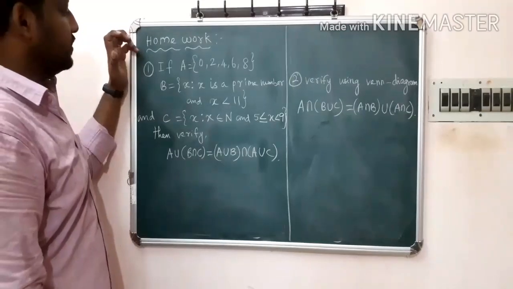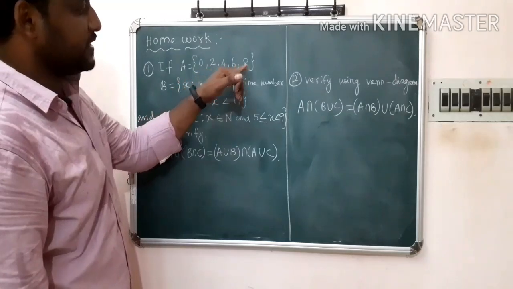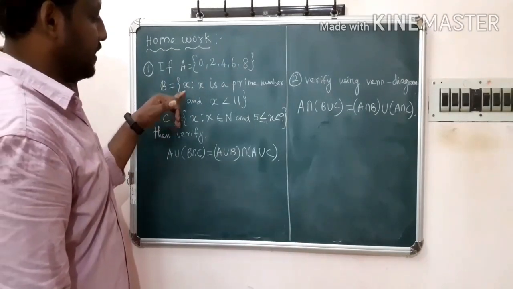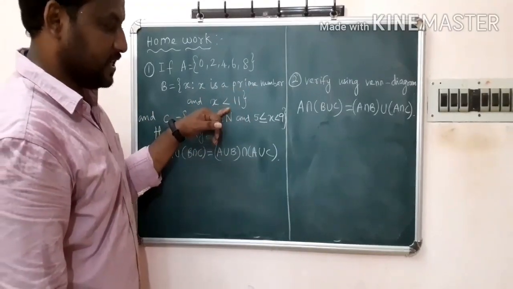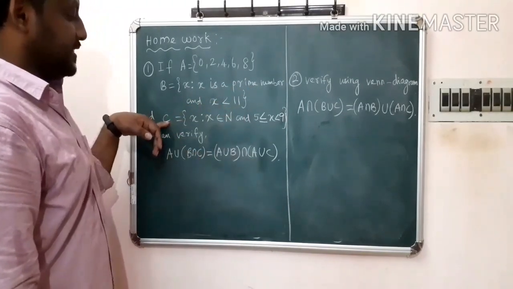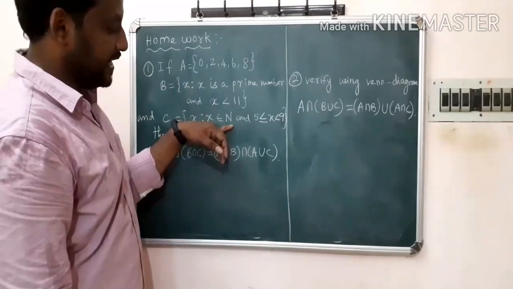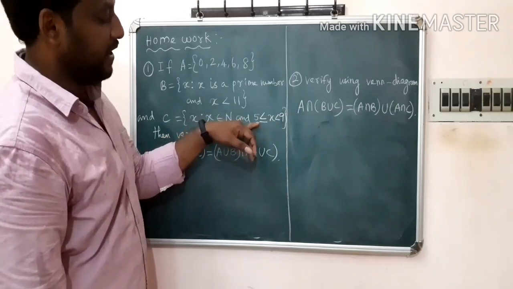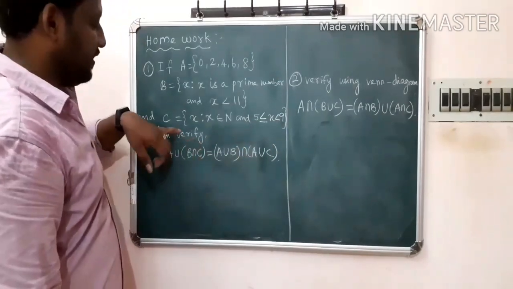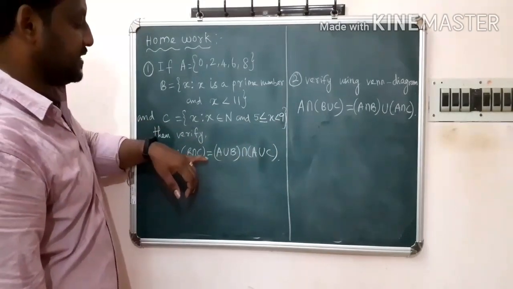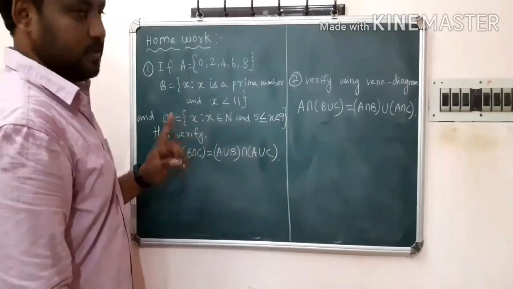And then this is your homework. First question: if A is equal to {0, 2, 4, 6, 8} and set B is equal to {x such that x is a prime number and x strictly less than 11}, and set C is {x such that x belongs to the natural numbers N, and 5 less than or equal to x less than 9}, then verify the condition A union B intersection C is equal to A union B intersection A union C. So this is the first question.